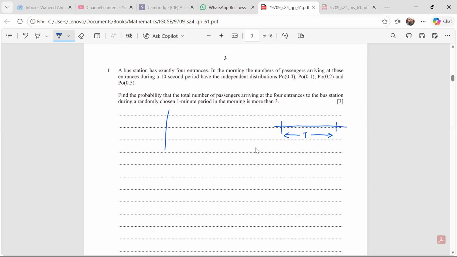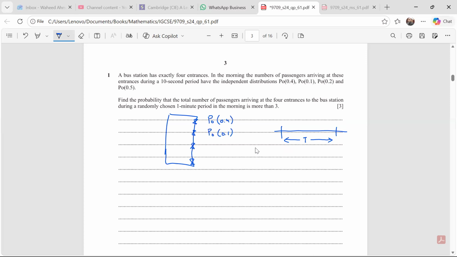So this bus terminal has four entrances, let's say one, two, three, and four. The number of people coming in is Poisson distributed with parameter 0.4 for one entrance. I will tell you what this parameter is. One has Poisson parameter 0.1, one has parameter 0.2, and one has parameter 0.5. What's the meaning of this?